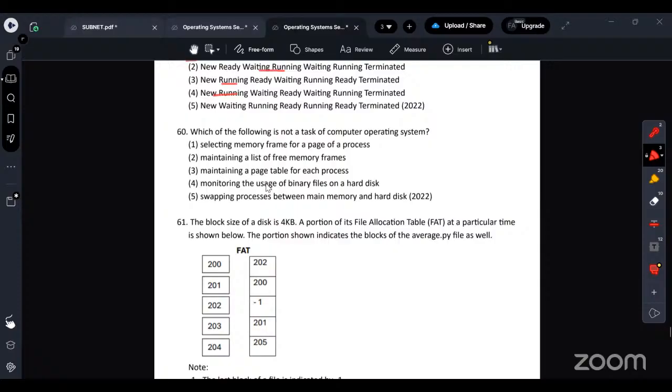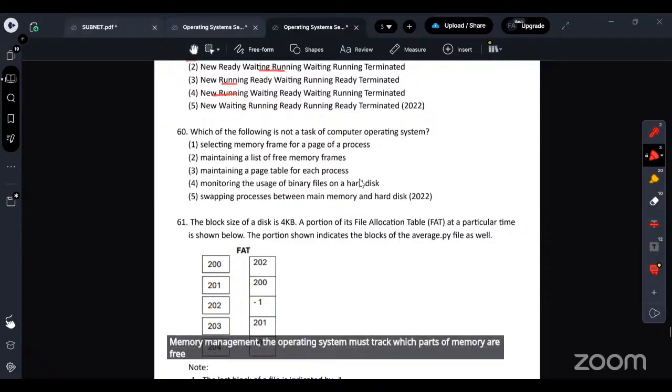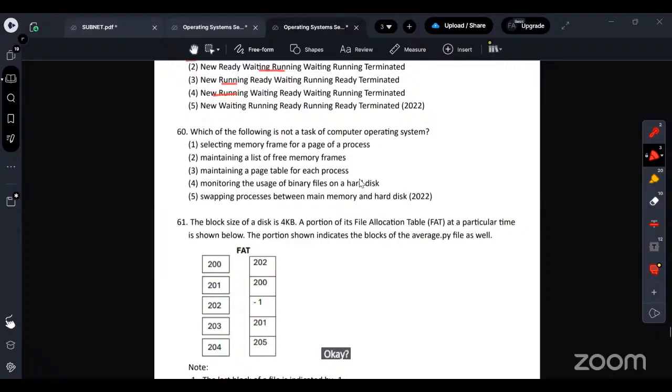Okay. Selecting a memory frame for a page of a process. So this is a task of what? Memory management. Maintaining a list of free memory frames, that is also memory management. The operating system must track which parts of memory are free. Okay. Maintaining a page table, that is also memory management. So it is a task.